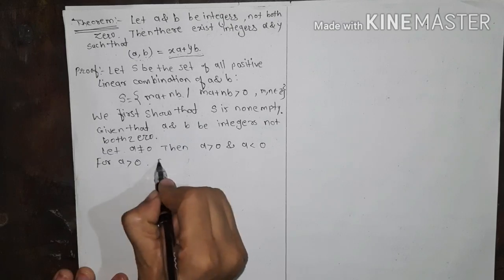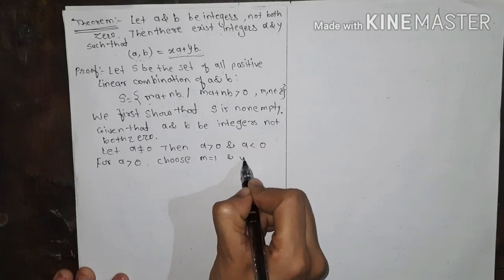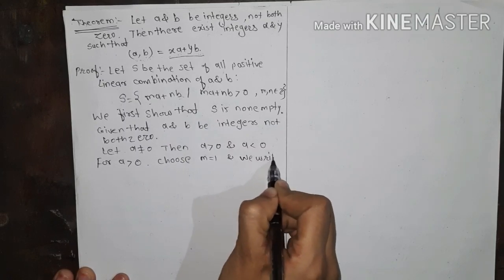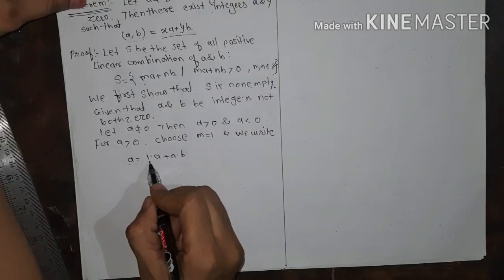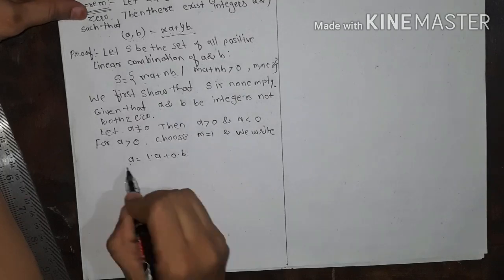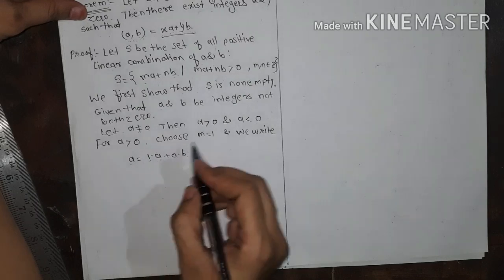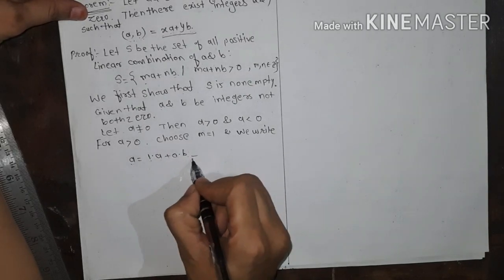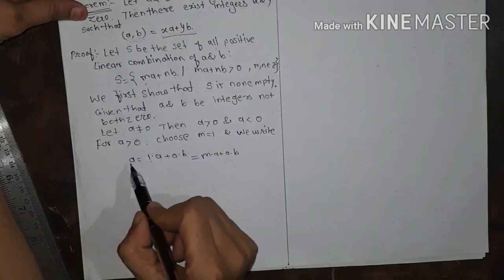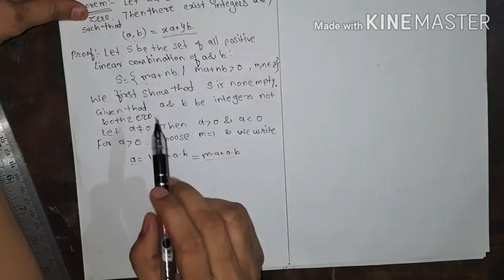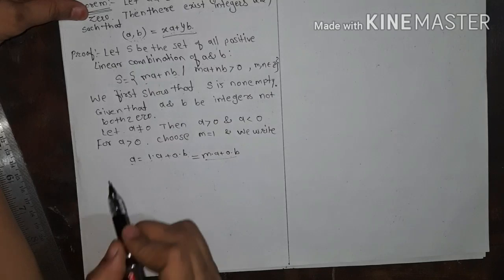When A is greater than 0, we choose M equals 1 and we write A equals 1 into A plus 0 into B. That is, A can be written as 1 into A. This is in the form M into A plus N into B, that is, we can write A as a linear combination with M equal to 1 and N equal to 0.